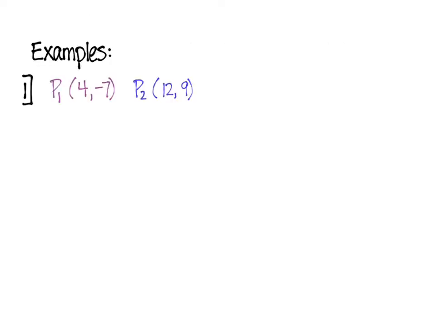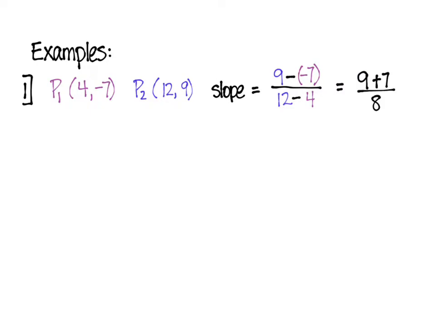Here's some more examples. I have 2 points. We're going to find the slope. So we take the y's and we subtract them. We divide by the x's that we subtract. We get 9 plus 7. Now, we're subtracting a negative. So this right here, 9 minus negative 7 becomes 9 plus 7. And we get 16 over 8, which reduces to 2. So that's the slope going through those 2 points.